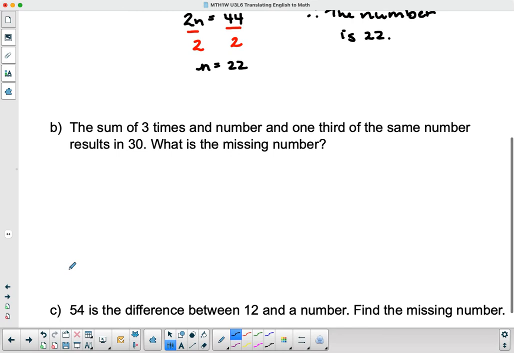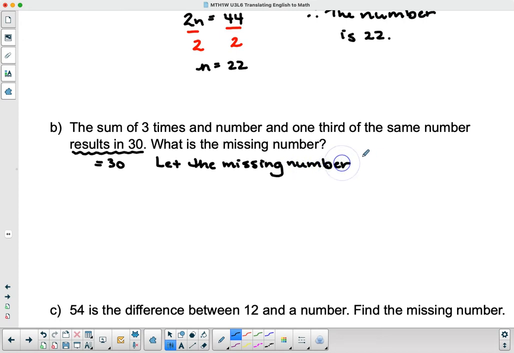Here's the next question. The sum of 3 times a number and 1/3 of the same number results in 30. So here's what's been added from the last time we looked at this question. Results in 30, which is going to mean equals 30. What is the missing number? So again, we're going to always start with our let statement. Let the missing number be n.